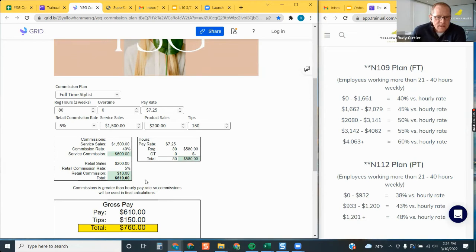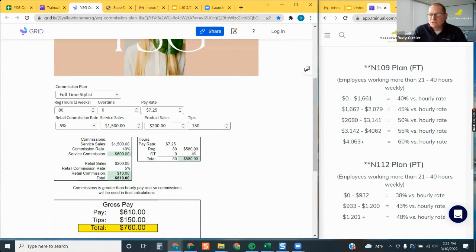And so what this calculator allows us to do then is estimate what the paycheck's going to look like for the stylist, and it also will tell us, is the stylist in commission or not? Automatically, it'll tell us. And so what it's done here, if I go back here, I want you to watch this commission rate right here. You see where it says 40% right there? Well, that lines up with this grid over here, doesn't it? So $1,500 is below 1661, so they're at 40% commission. What we don't know is, is this stylist going to be commissioning, or are they going to be on their fallback rate of pay? So down here, the statement says commissions is greater than hourly pay rate, so the commissions will be used in the final calculations.